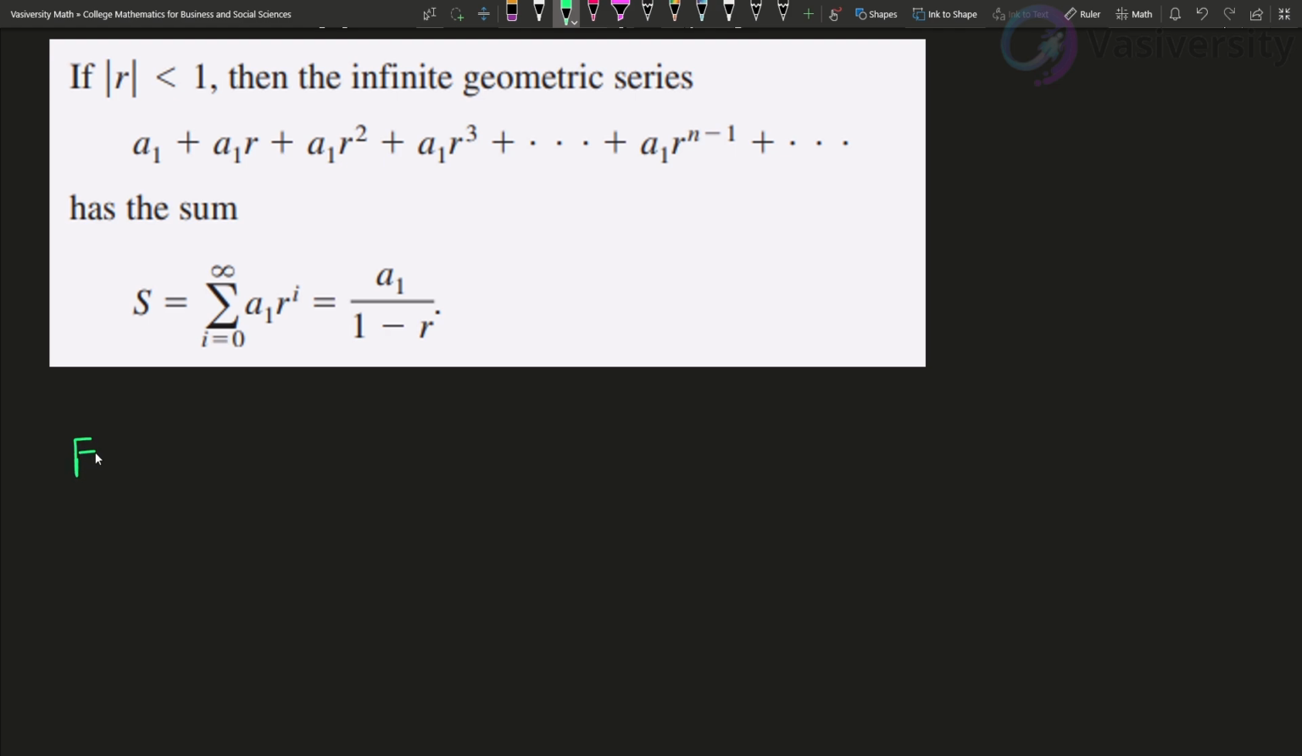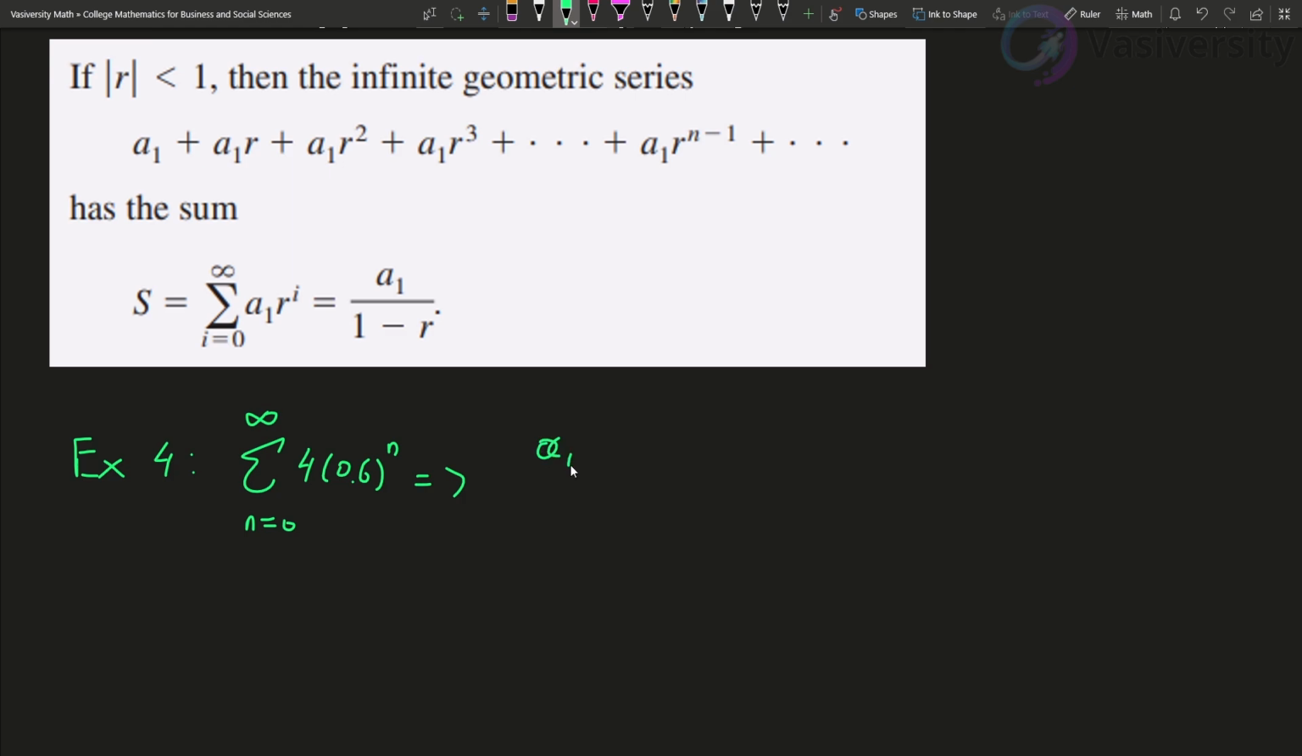So for example, example 4: if we have the sum from n equal to 0 to infinity of 4 times 0.6 to the power of n, we want to find the solution here. We will have that by the formula.